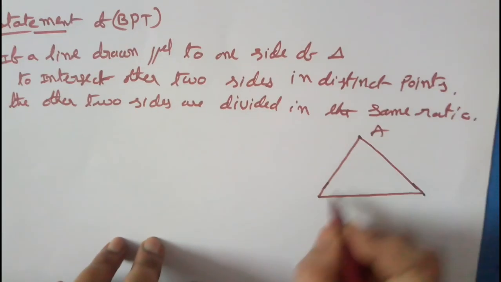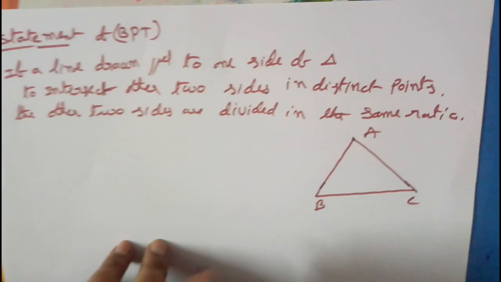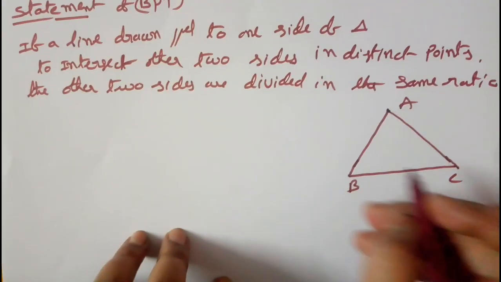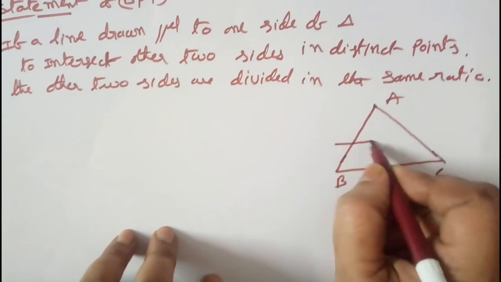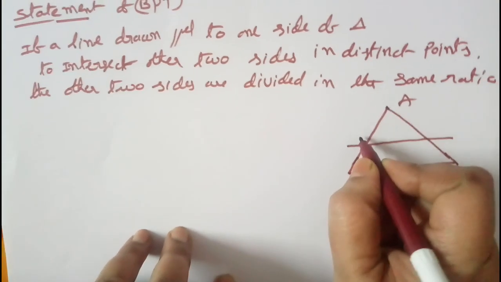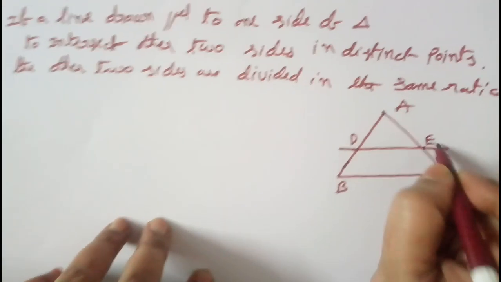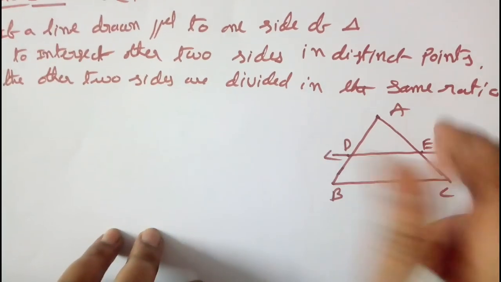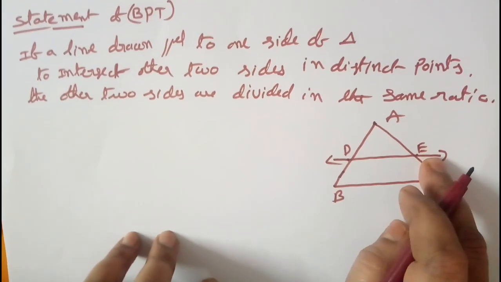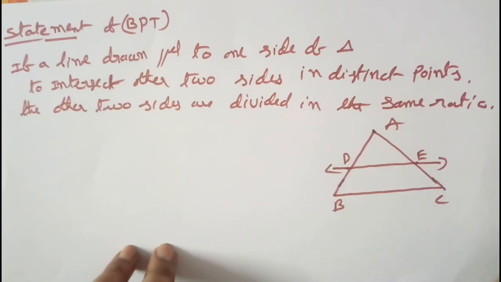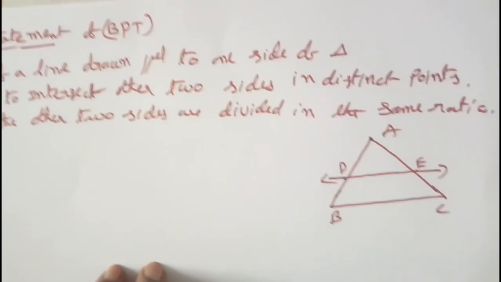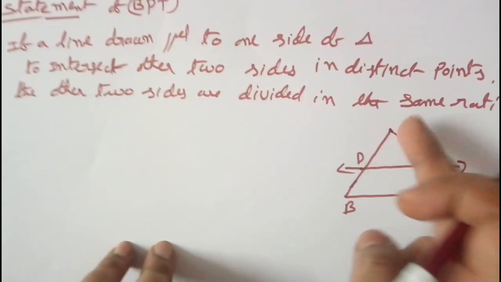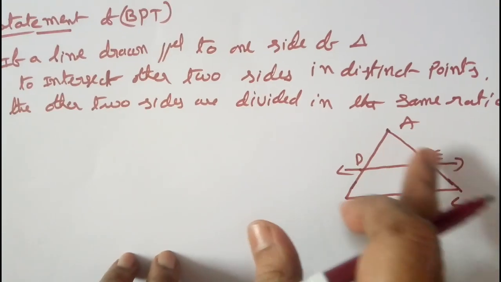It is a triangle ABC. A line drawn parallel to one side of a triangle. So draw DE parallel to BC in distinct points. D and E are the distinct points. The other two sides are divided in the same ratio. So these two sides divide in the same ratio. That means AD by DB is equal to AE by EC.